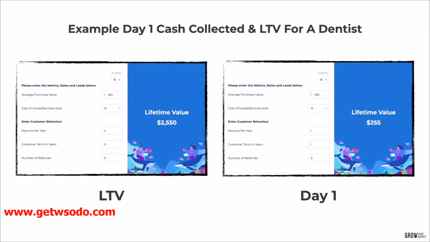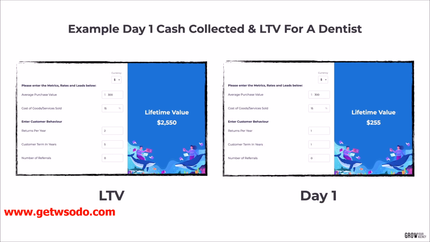But as you can see right here, I used 15%. Now this is really important. Enter customer behavior. Returns per year, leave it at 1. Customer term in years, leave it at 1. So this basically means that on this right side, we are finding the day one cash collected. How much are we collecting day one, after someone's come in, taken up one of these free offers and actually become a customer, what are we collecting at that point? Then on the left side, we've got LTV.